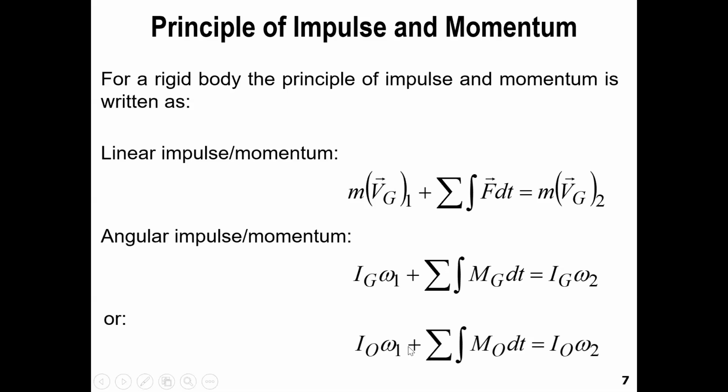Or if you want to write about the fixed point, initial angular momentum about the fixed point, plus angular impulse, which is M dt integration over time, is going to give you the final angular momentum of your rigid body. So you have two sets of equations. Again, you don't see the vector sign here because we suppose this is motion in xy plane. So your I is going to be I about z, omega is about z, and everything is about z here. But for linear momentum, Vg and F could have x and y components.